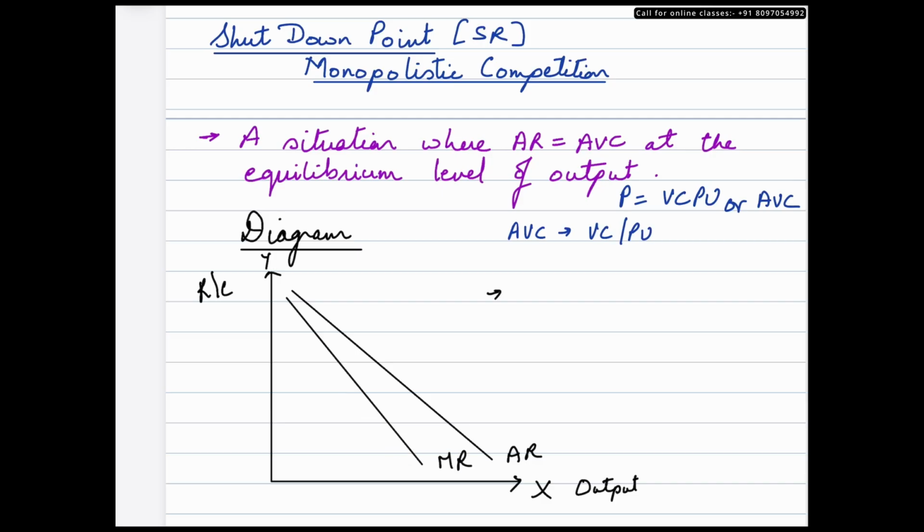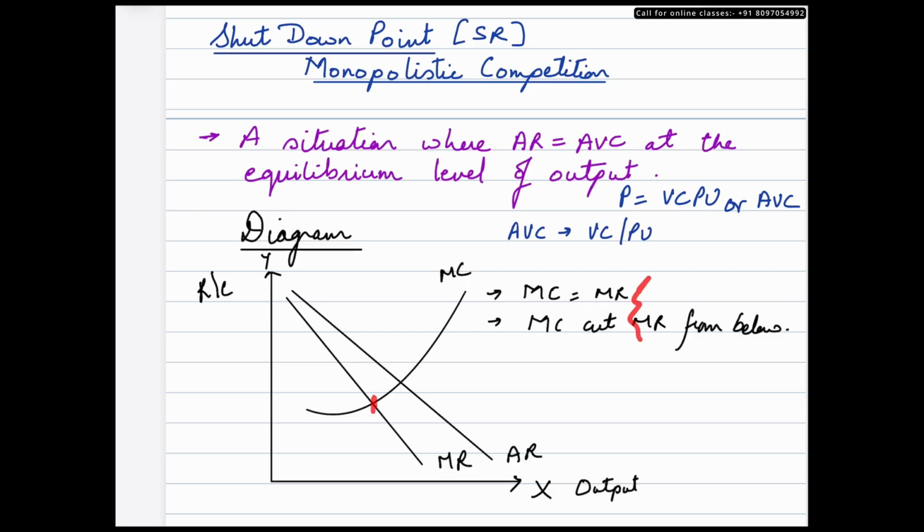The profit maximizing conditions are marginal cost equals marginal revenue, and the second condition is that marginal cost would cut marginal revenue from below. Let's draw the marginal cost curve. Let's say this is the marginal cost curve. Now we know that the firm is already incurring losses, so when there is a loss, we know that the average cost would be greater than average revenue. Let us first see what is the profit maximizing level for this particular firm. So this is the point of equilibrium where both these conditions are fulfilled.